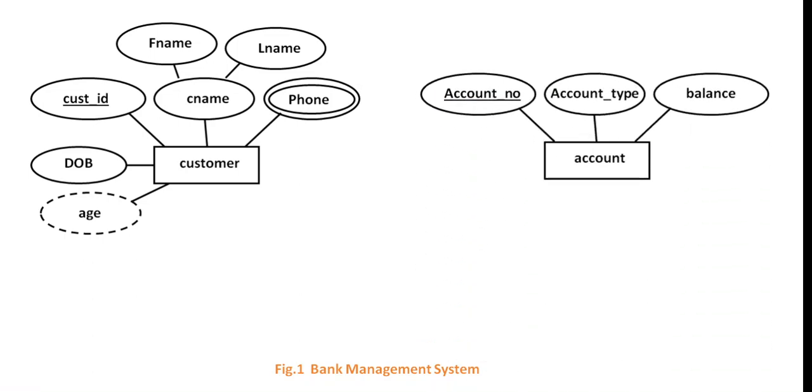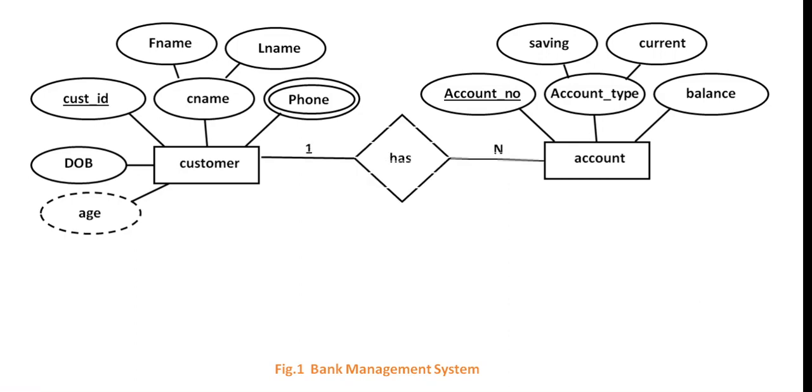Then we have another entity, that is account. Customer is having account in a bank. Okay, so account entity has attributes account number, which is a primary key, account type, and balance. Here account type is a composite attribute. So when we say account type, then that account may be either of type saving or of type current.